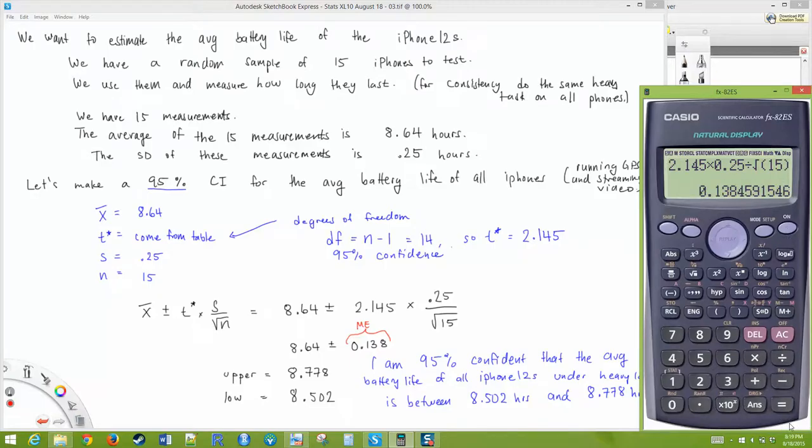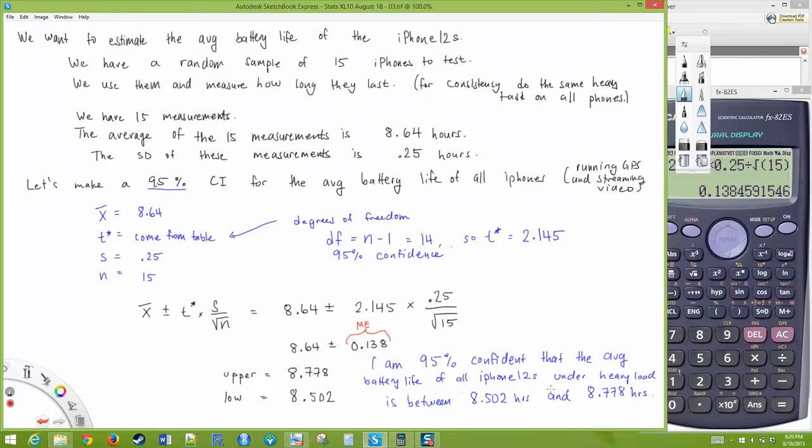So we don't get one exact number, we just sort of get a range. Yeah, just like when we did confidence intervals for p, you also got a range, right? It was p hat plus this and p hat minus that. So you had an upper and a lower bound for your confidence interval. Same idea as here. And we say, I'm 95% confident that the average battery life of all iPhone 12s under heavy load is between this and this. Okay?